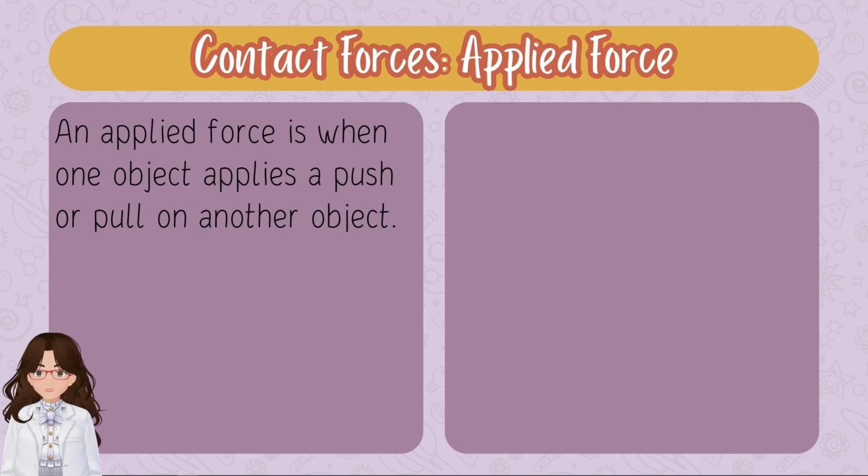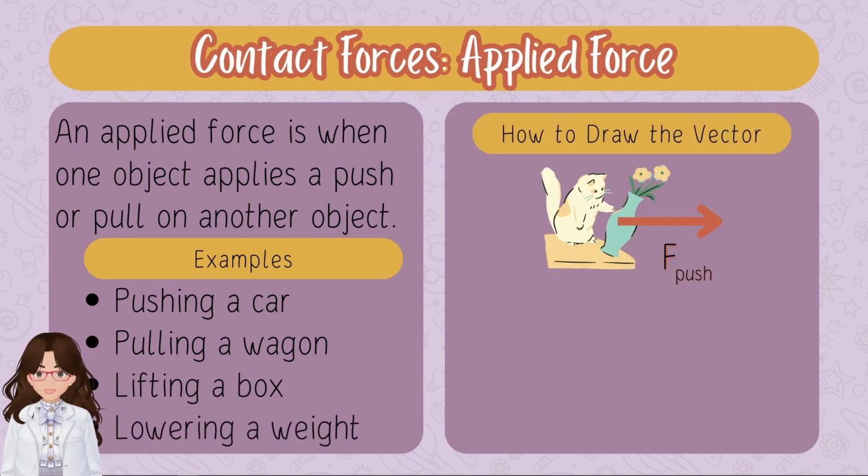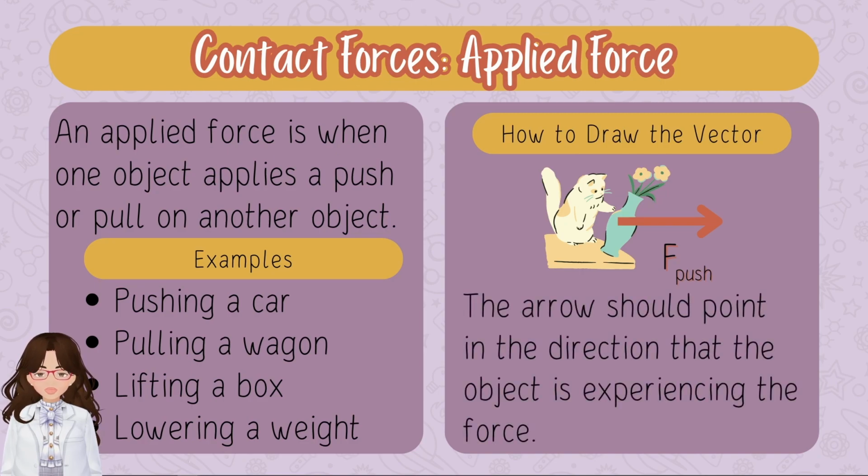Now let's start with applied force. An applied force is when one object applies a push or pull on another object. Some examples of this would be pushing a car, pulling a wagon, lifting a box, and lowering a weight. Now, when we think about how we want to draw the vector, we're going to look at the object that is experiencing the force. So in this case, the cat is pushing the vase to the right. Therefore, I'm going to draw the force going to the right, and I'm going to label it F push. You can label it applied if you prefer. And again, the arrow should point in the direction that the object is experiencing the force. Hopefully this helps when you're drawing an applied force.